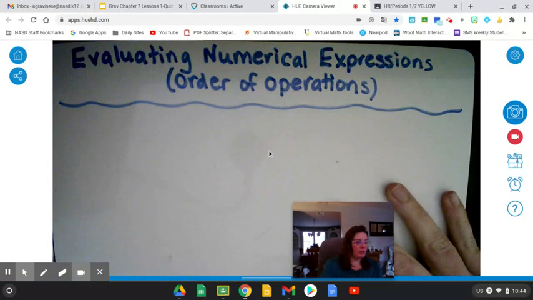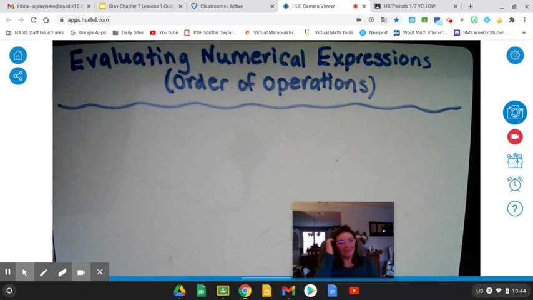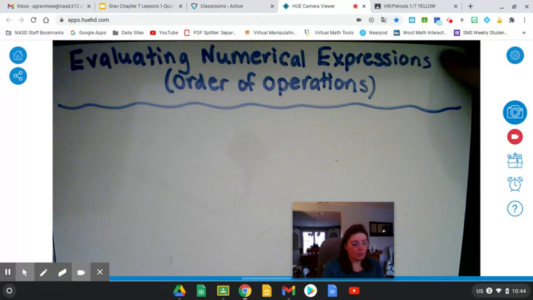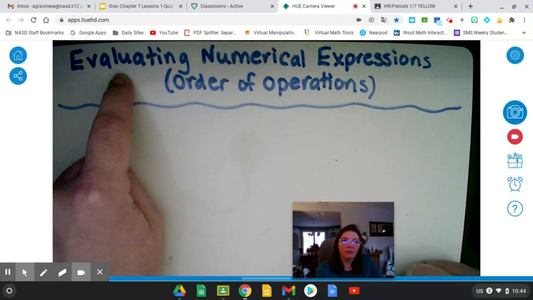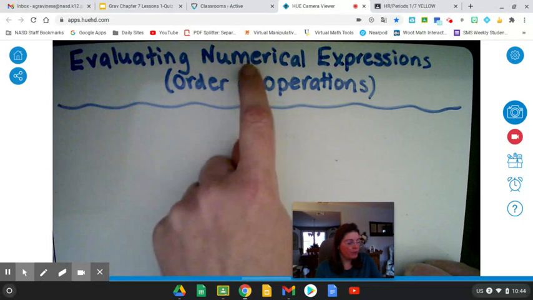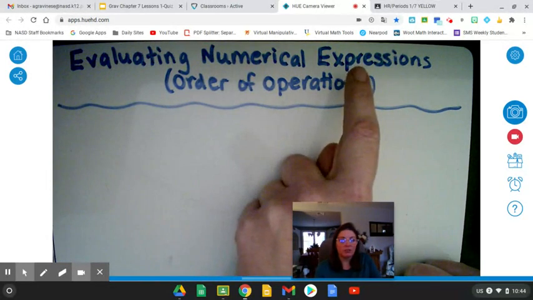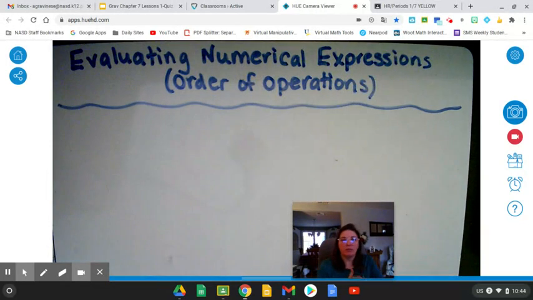So another way to state this objective is to say that we are evaluating numerical expressions. And we looked at those words yesterday in our first lesson. Evaluating is when we find the value of a set of numbers. Numerical expressions are combinations of numbers and at least one operation. Well, what happens if we have more than one operation in a problem?